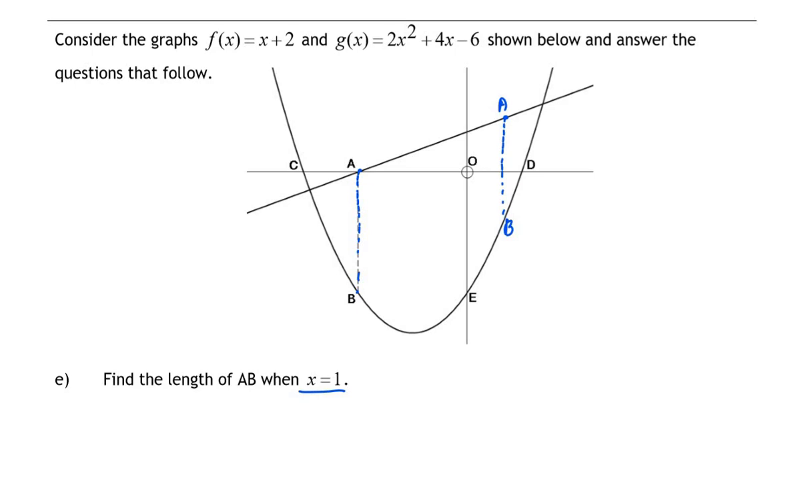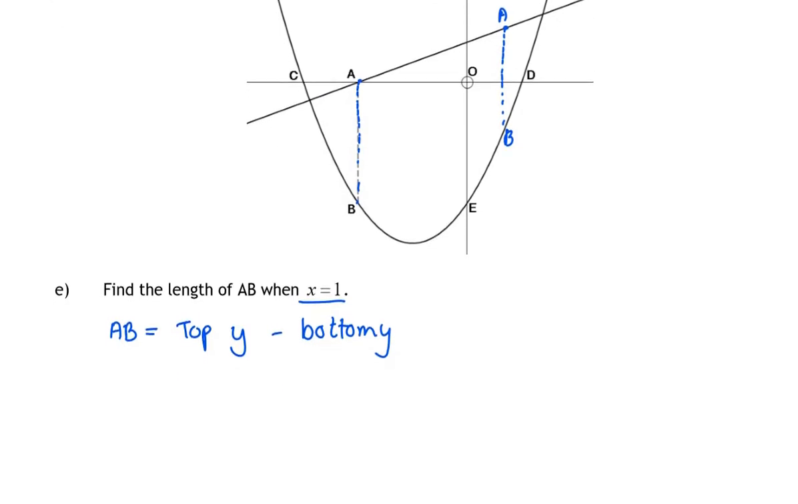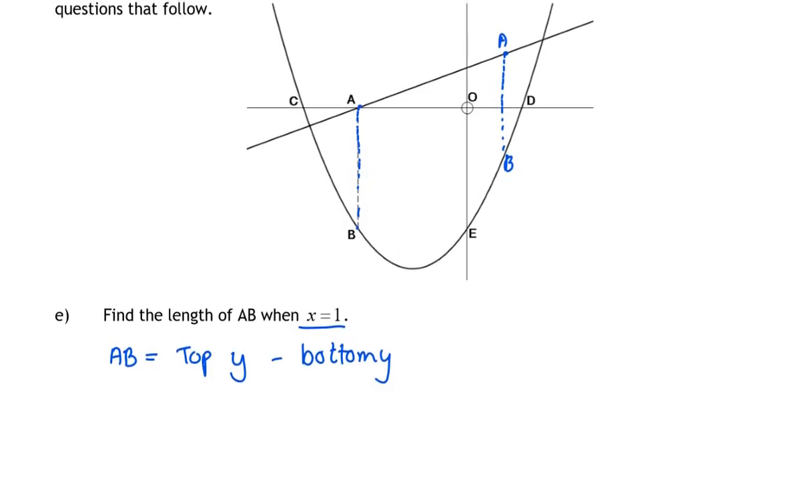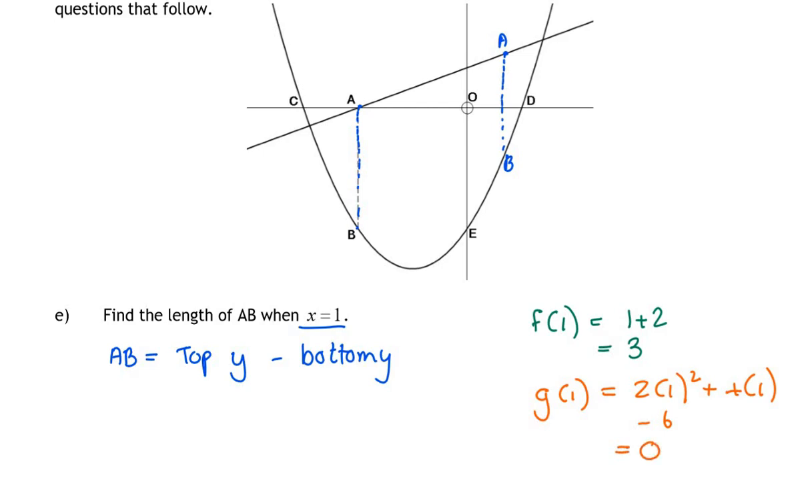Now this is back to an easy question again, because any vertical distance is top y minus bottom y. And here, I don't know my top y and my bottom y, but I know the x value. And if I know the x value, I might as well know the y value, because all I have to do is substitute. So I'm going to find out f of 1, which is 1 plus 2, which is 3. And then, sorry, not f of 1, g of 1. So the parabola value at 1, so g of 1, which gives me 2 times 1 squared plus 4 times 1 minus 6, which is 0.